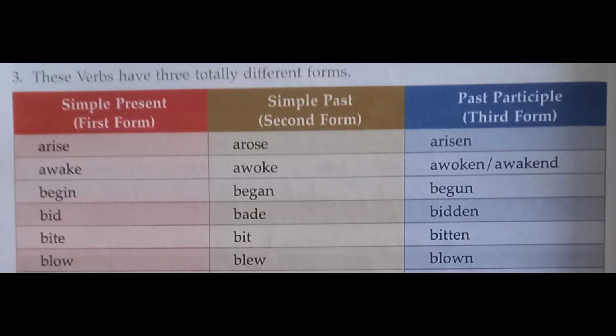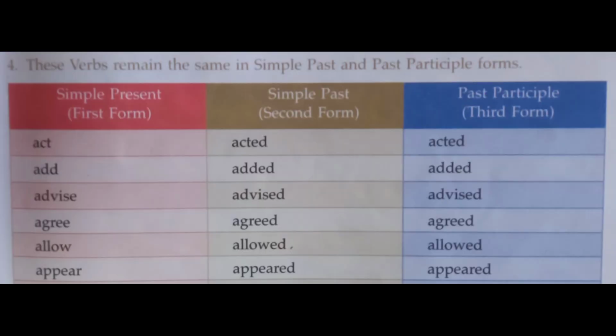Number 3. These verbs have three totally different forms. It means V1, V2, and V3 forms of these verbs will be completely different from each other. For example, arise, arose, arisen, awake, awoke, awaken or awakened, begin, began, begun, bid, bade, bidden, bite, bit, bitten, blow, blew, blown, etc.